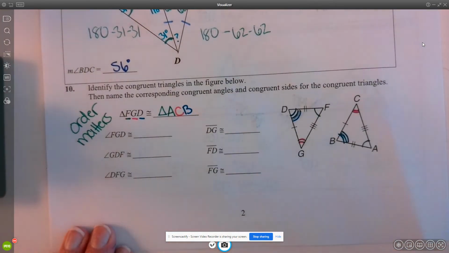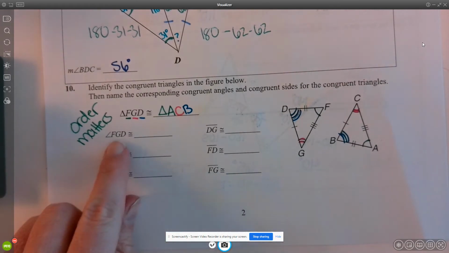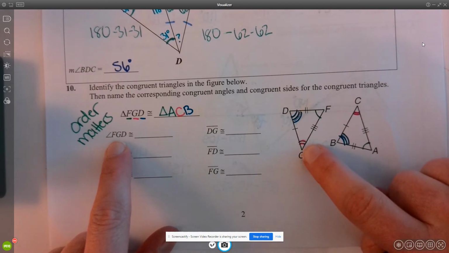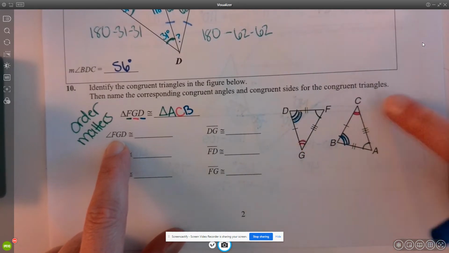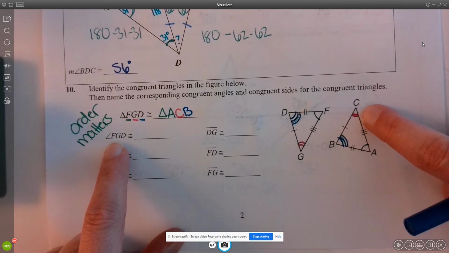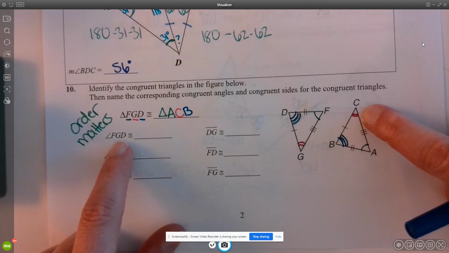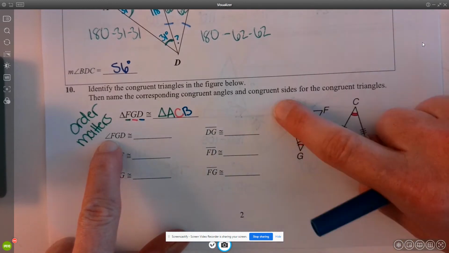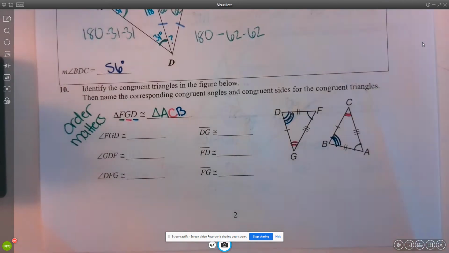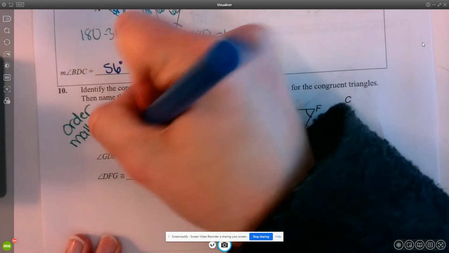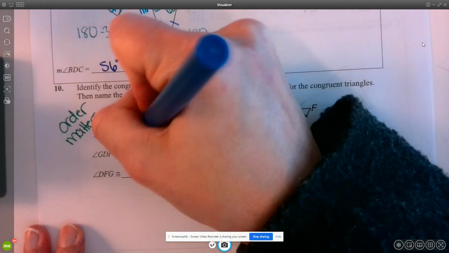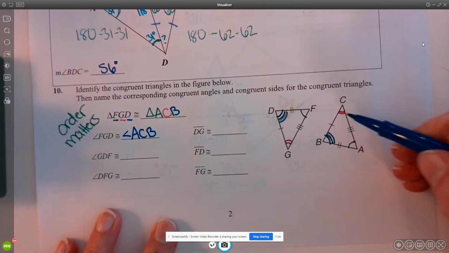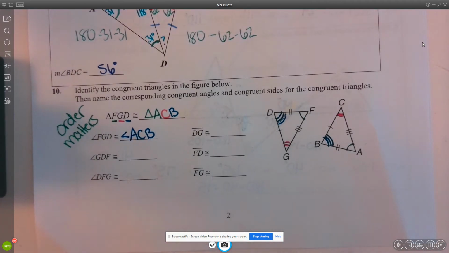Now I need to go and match up the angles and the sides. Angle FGD, that is this pink angle here that has 2 tick marks. It matches with this angle here in this triangle. Be careful, the order matters. When I go to name this angle, if F came first in this name, A needs to come first in this name. So angle FGD is congruent to angle ACB. That names that angle correctly.